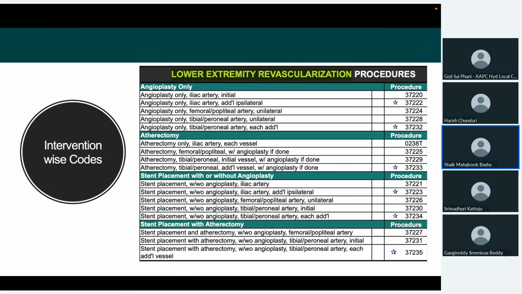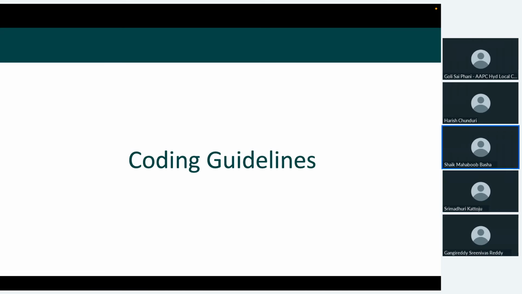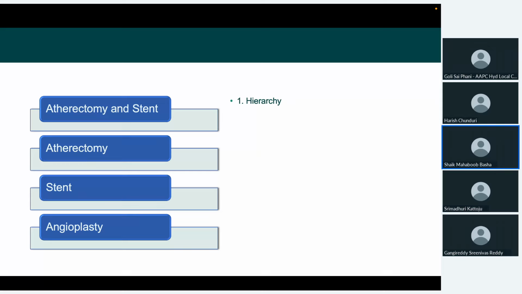Then we can see the coding guidelines. Till now we have seen what arteries are present in the lower extremity, what the common vascular diseases are, what major interventions can be done to cure them, and what the CPT code range is. Coming to coding guidelines, first we need to follow the hierarchy. Hierarchy means atherectomy and stent placements will take precedence over other interventions, followed by atherectomy, followed by stent, followed by angioplasty.